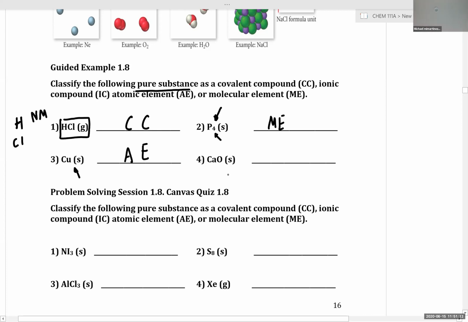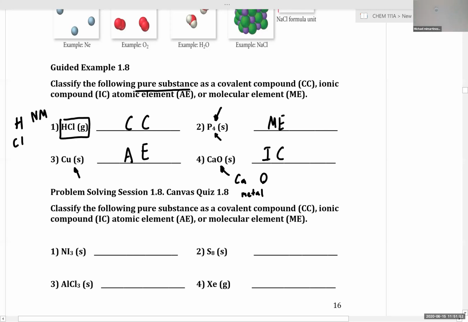Let's look next at calcium oxide. Is calcium oxide an element or a compound? Compound, yep. Now, looking at calcium and oxygen, do we notice a metal, or do we just have nonmetals? So we see calcium is in fact a metal. So is this compound going to be ionic or covalent? If we have a metal, it's going to be ionic. Exactly right. So this is an ionic compound.